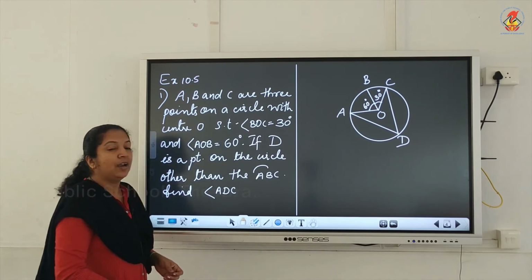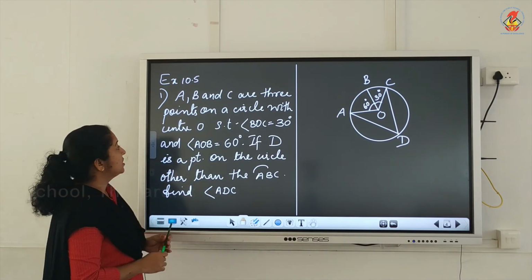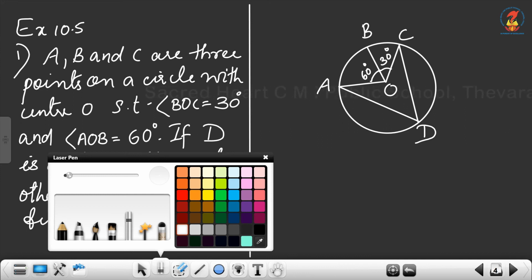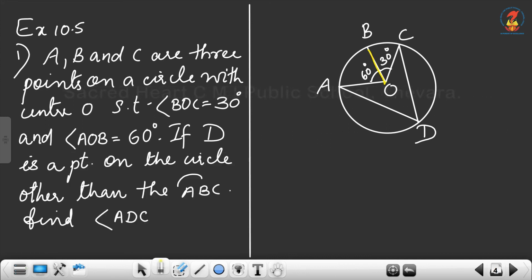Then exercise 10.5, first question. If A, B, C are 3 points on a circle with center O such that angle BOC is 30 degrees, angle AOB is 60 degrees, and if D is a point on the circle other than the arc ABC, find angle ADC. What is given is this angle BOC is 30 degrees, AOB is 60 degrees. What we have to find is angle ADC.